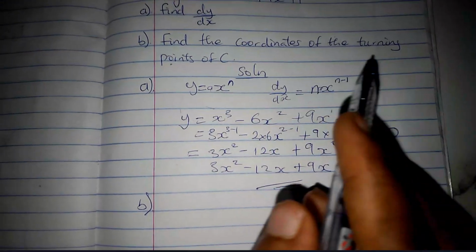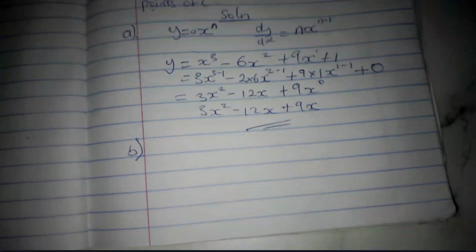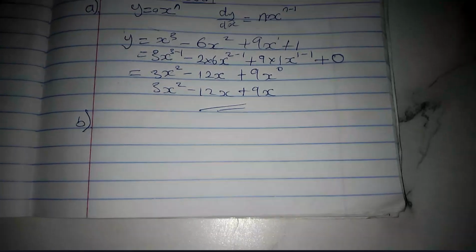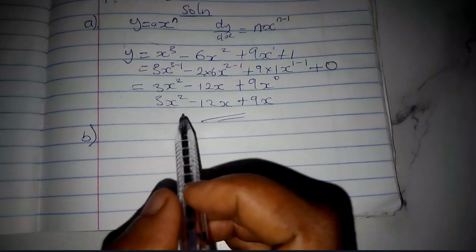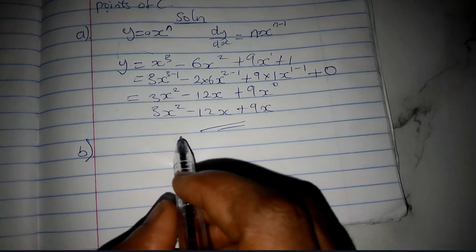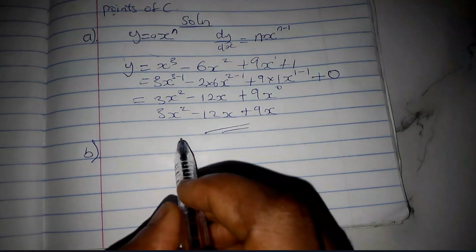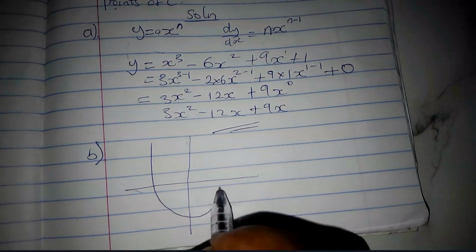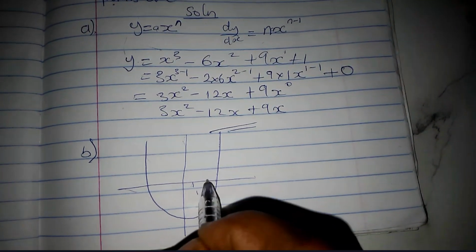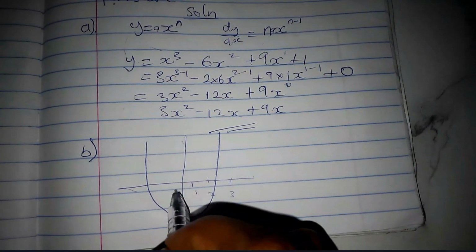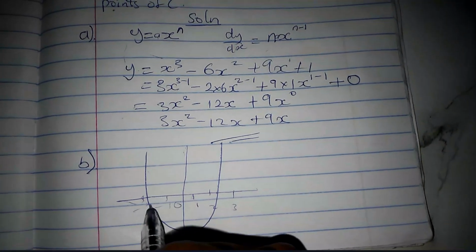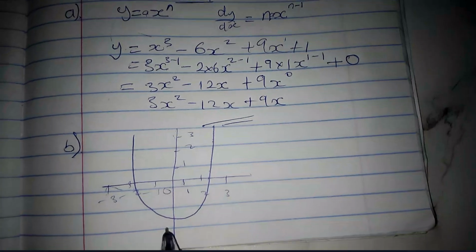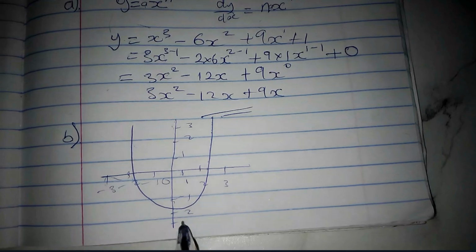Find the coordinates of the turning points of C. To find the coordinates of the turning points of C, they want us to find all the values of x in a graph. The curve, let me just draw a sketchy graph. If we have 1, 2, 3, this is 0, we have minus 1, minus 2, minus 3, 1, 2, 3, and minus 1, minus 2, minus 3.